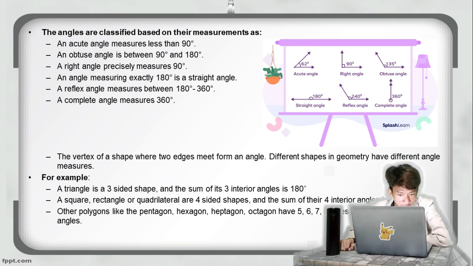The vertex of a shape where two edges meet forms an angle. Different shapes in geometry have different angle measures. For example, a triangle is a three-sided shape, and the sum of its three interior angles is 180 degrees. A square, rectangle, or quadrilateral are four-sided shapes, and the sum of their four interior angles is 360 degrees. Polygons like pentagon, hexagon, heptagon, and octagon have 5, 6, 7, and 8 sides respectively and varying angles.